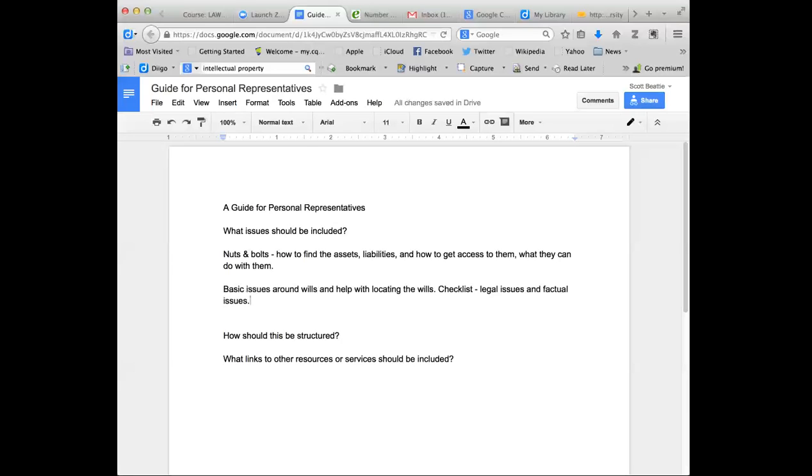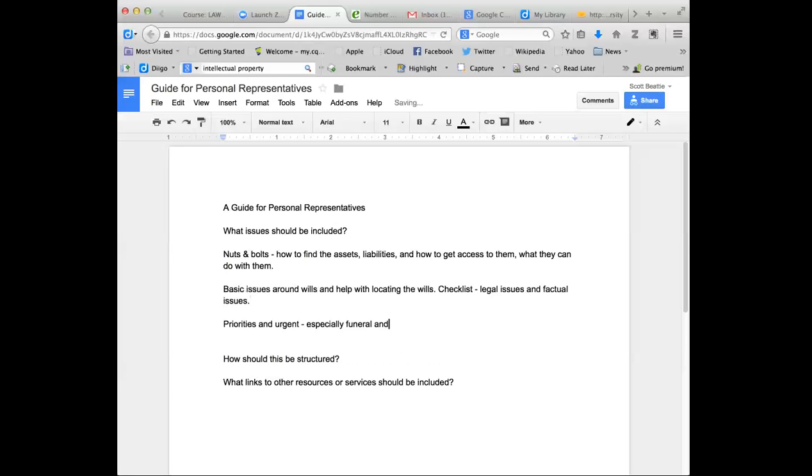Yep. Okay. What else could we put in as a basic issue? One of the other important facts I was thinking is when they locate the will, if there are any specific wishes as to burial or cremation. Priorities and urgent, especially funeral, cremation.